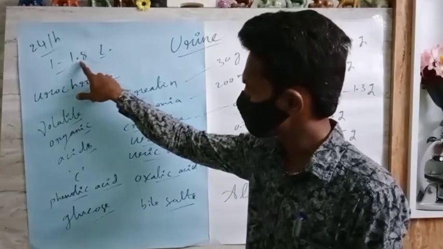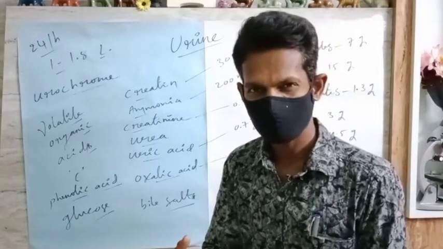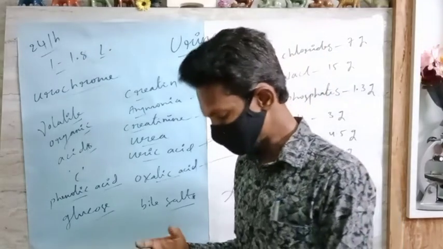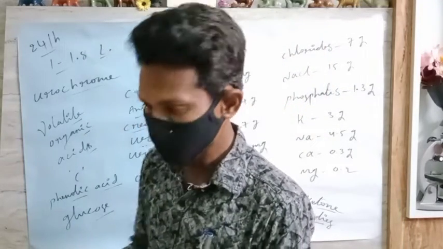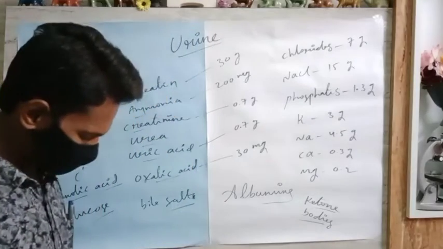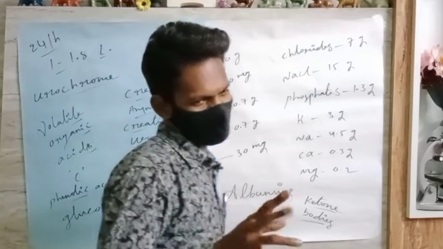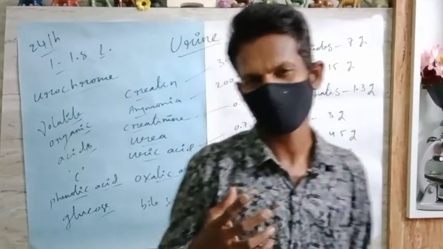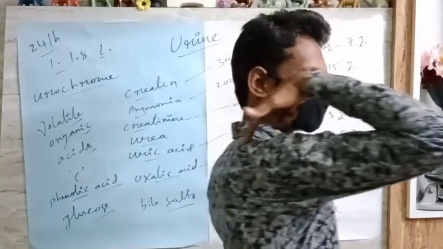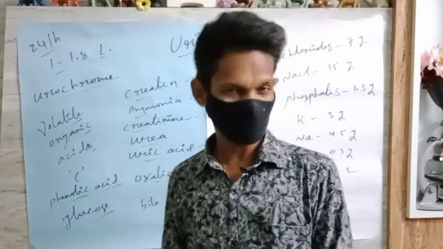1 liter to 1.8 liters of urine is formed or filtered by the kidneys. What are kidneys? Kidneys are the primary excretory organs. One pair of kidneys, bean shaped structures, lie on either side of the backbone towards the dorsal surface. So this is the ventral surface followed by the dorsal surface. Both kidneys are bean shaped structures, we know.